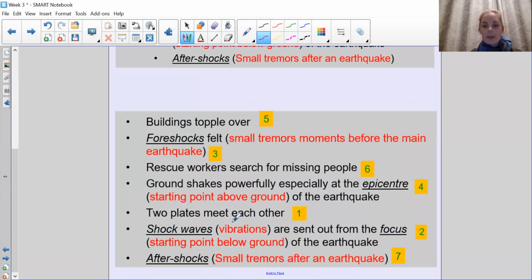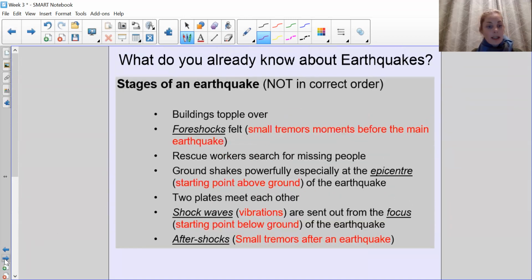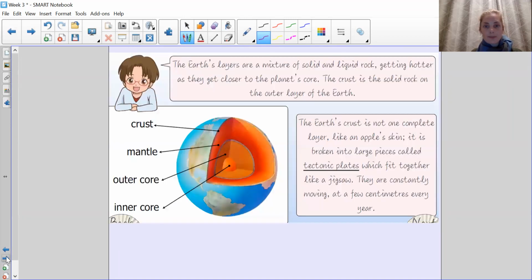Right, hopefully you managed to have a think and you would understand that this is the order in which they go, and that is what we're going to be looking at today. So if you've got all of these 7 correct, then you are a whiz at earthquakes and you obviously have a lot of knowledge about this. If you got 1 or 2 incorrect, then you're still doing very well. And if you got more than those, then let's have a real think about what the order of an earthquake looks like.